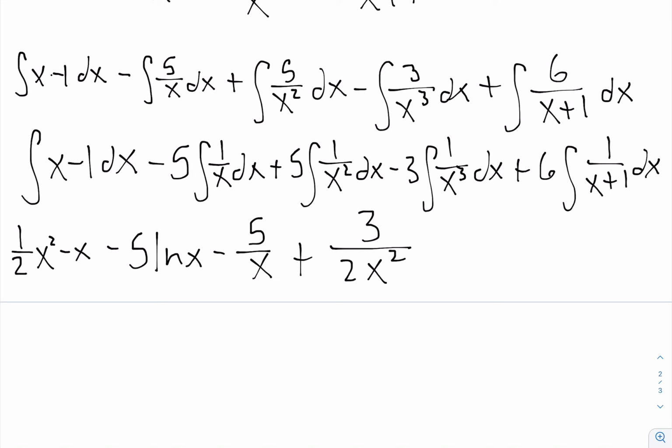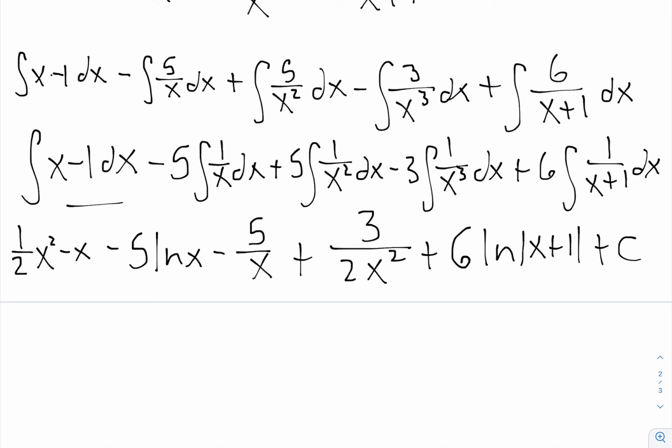Okay, and then we have plus 6, or the integral of 6 over x plus 1 dx. Well, x plus 1 is a linear term, or a linear expression, and anytime we have a constant being divided by a linear term, we're taking the integral of that. It's going to be that constant, right, 6 times the natural log of the absolute value of that linear term. So 6 times the natural log of x plus 1, and then we need that plus c there.